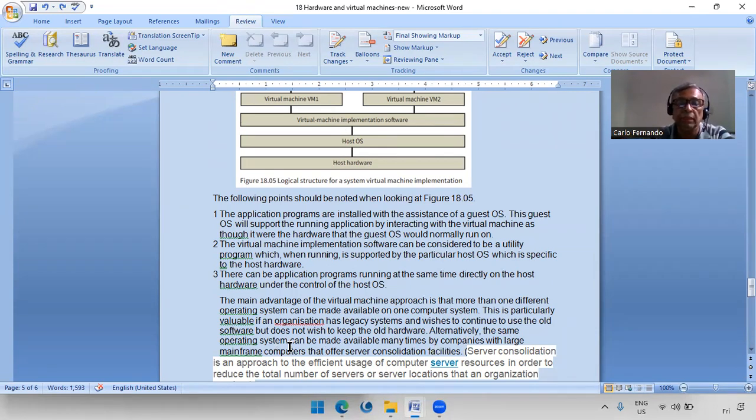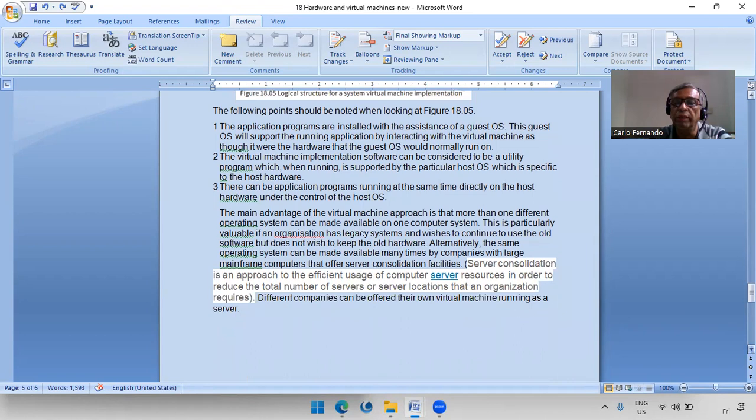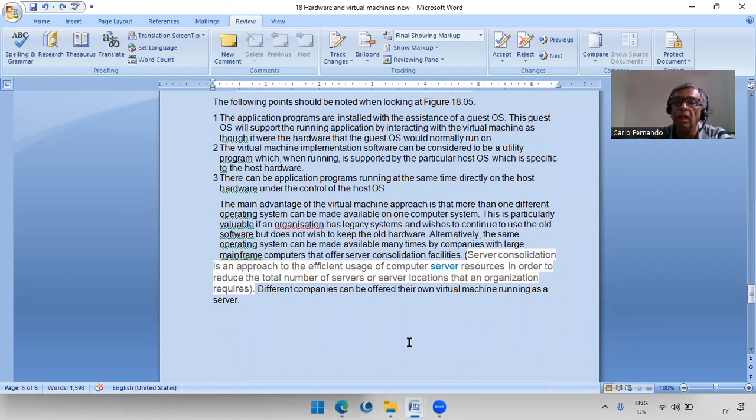Alternatively, the same operating system can be made available many times by companies with large mainframe computers that offer server consolidation facility. So instead of having many computers, have one very large computer, and separate it into many virtual machines. So what is server consolidation facility? Server consolidation is an approach to the efficient usage of computer server resources in order to reduce the total number of servers or server locations that an organization requires.